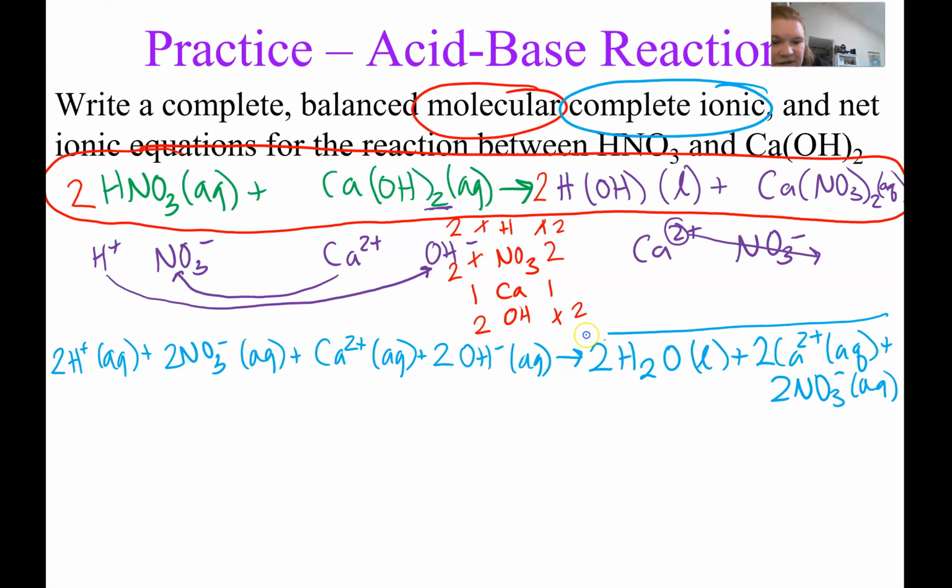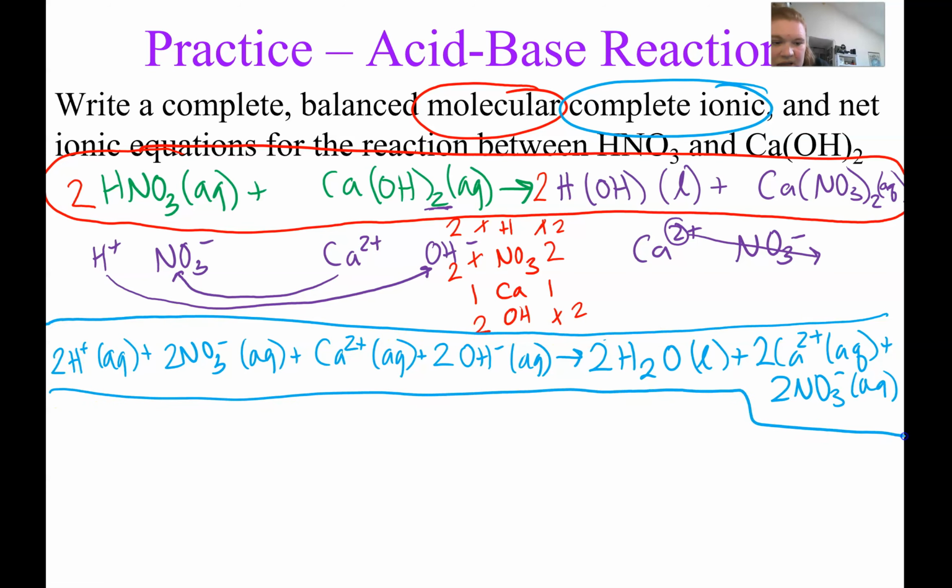So there's my complete ionic. And then the last step is our net ionic. So I'm going to identify my spectators. It looks like we have nitrate and calcium as our spectators. So this is essentially what we predicted on the last slide.